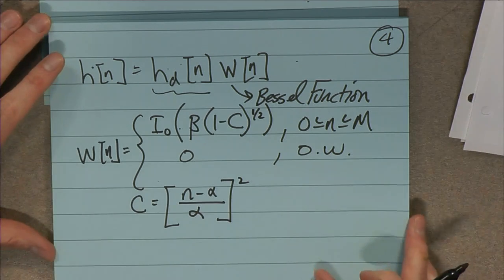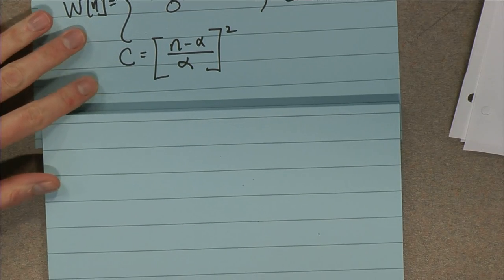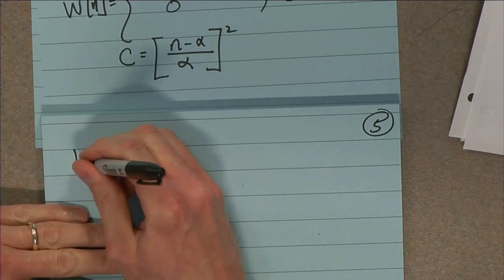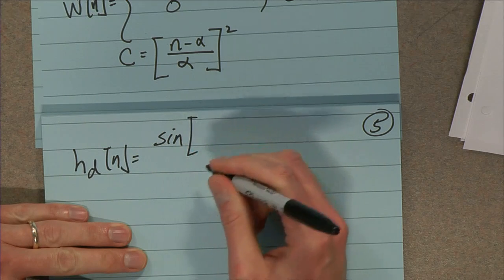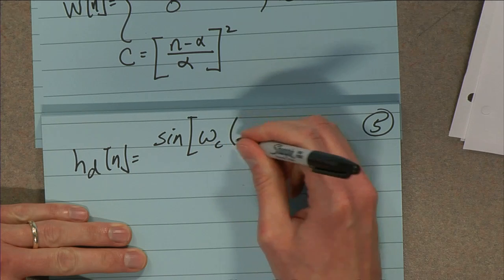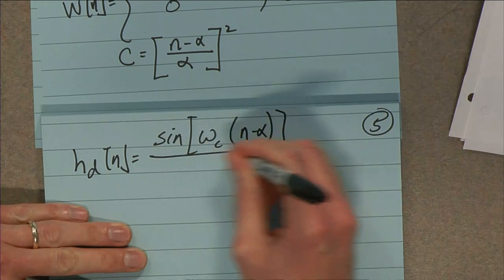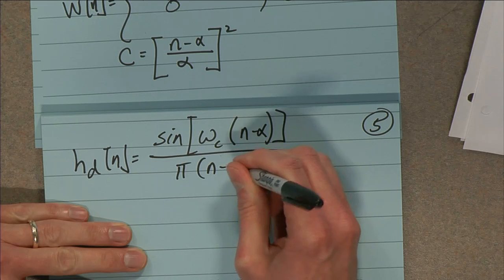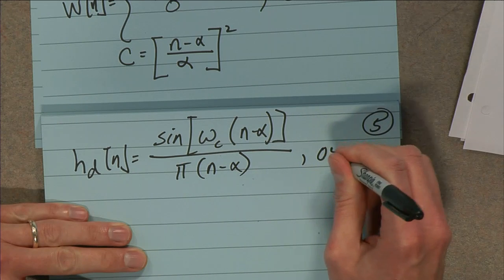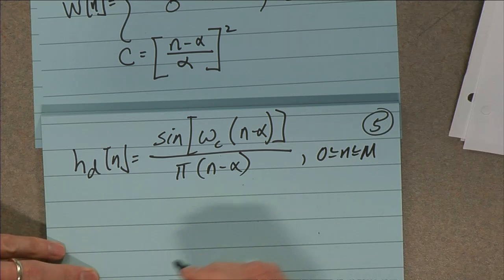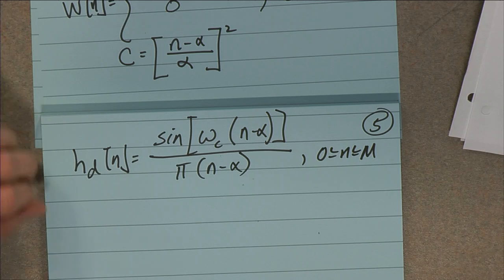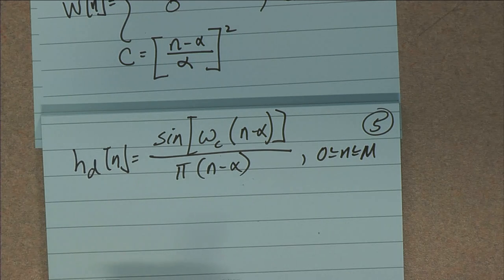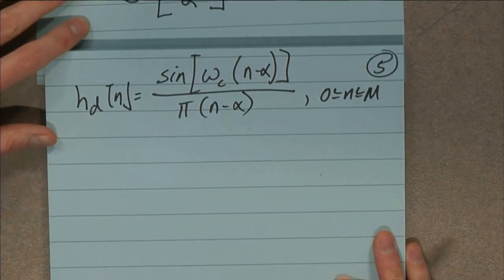And for completeness, we'll also toss in hd just so you can remember what the desired response was. And then we'll put them all together. And that was sine of omega c times n minus alpha, all over pi times n minus alpha. And of course this whole thing is only defined between 0 and M. So we're going to end up defining these two functions, multiplying them together. We'll do that in MATLAB, but first let's put it all on paper.